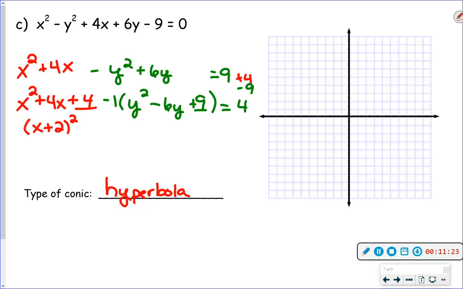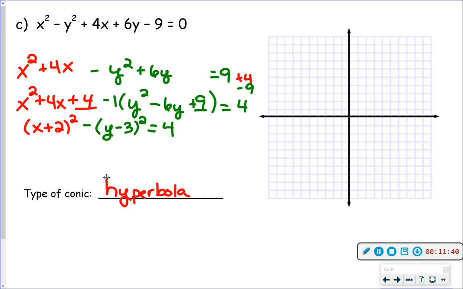I'm going to do the y's. Multiply to 9, add to negative 6. Negative 3, negative 3. And of course we equal 4. Quick question for you. You told me hyperbola. Obviously that's correct. Am I in standard form?